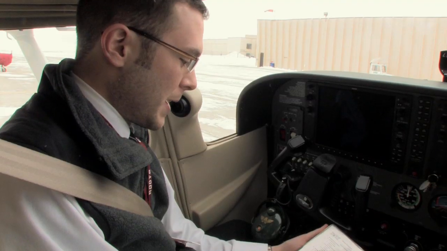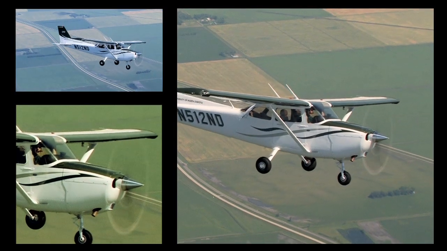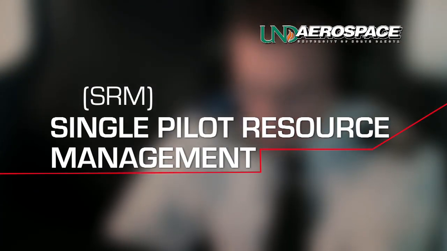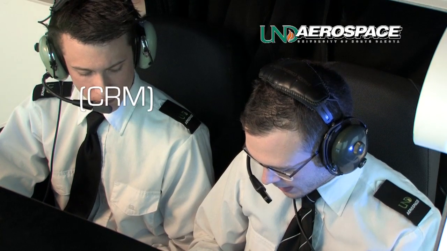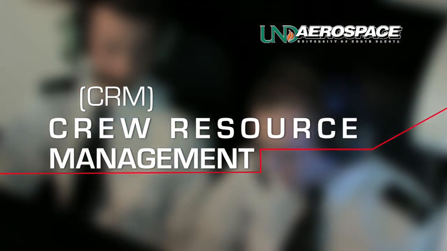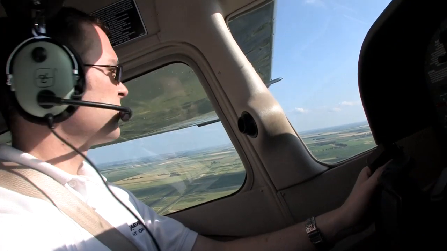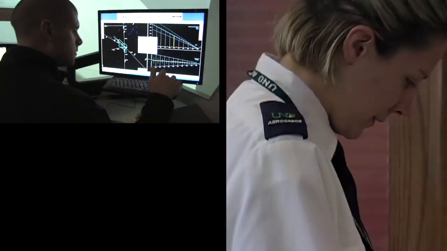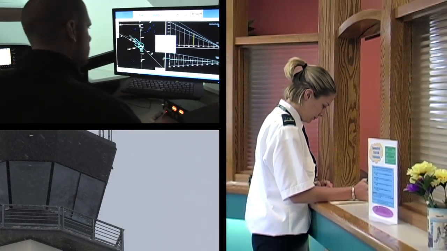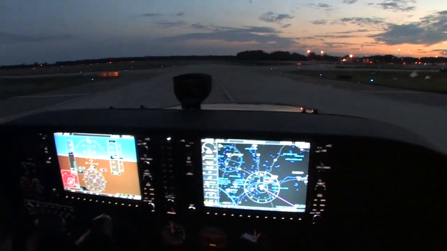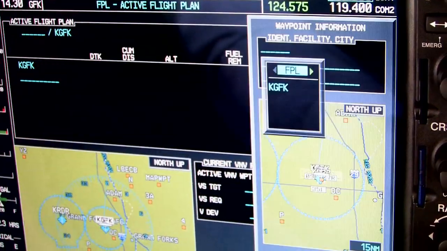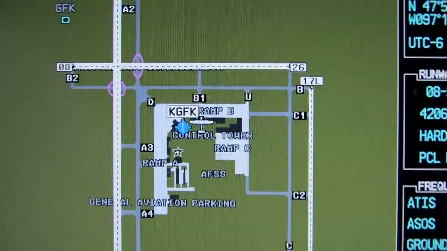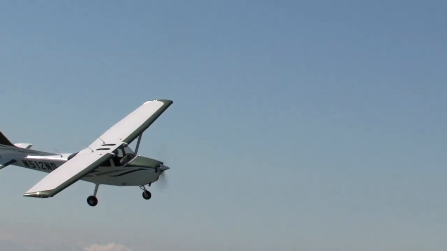Today we will be discussing checklist procedures and how these procedures relate to SRM, or Single Pilot Resource Management, and CRM, or Crew Resource Management. Single Pilot Resource Management refers to the effective use of all available resources, for instance, human resources, such as weather briefers, dispatchers, and other pilots, and even hardware, such as the aircraft avionics and navigational aids, and any other information the pilot deems necessary to ensure the safety of that flight.